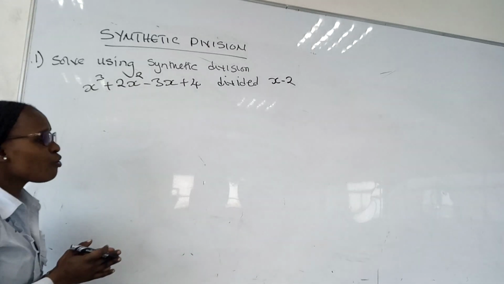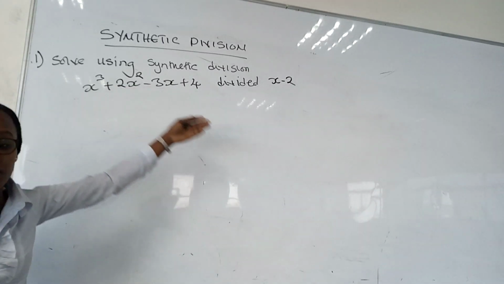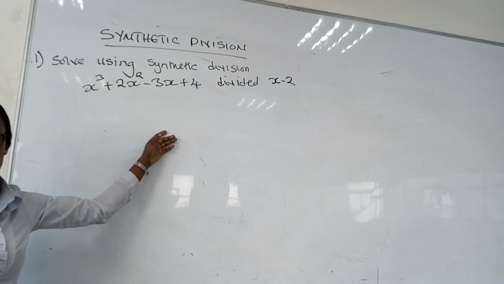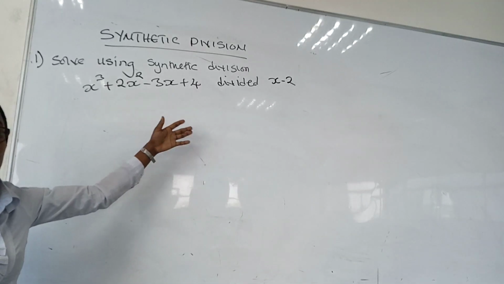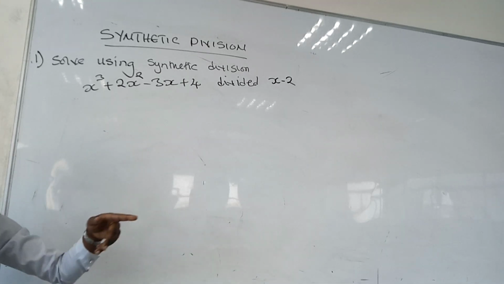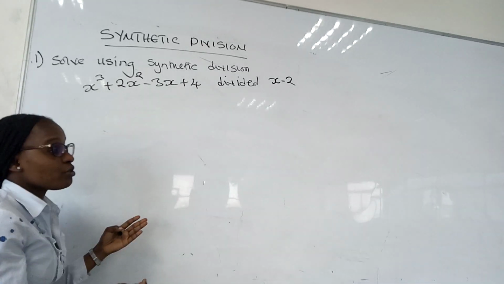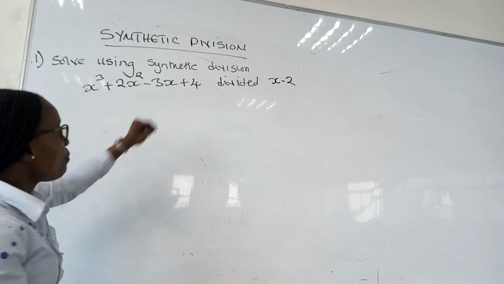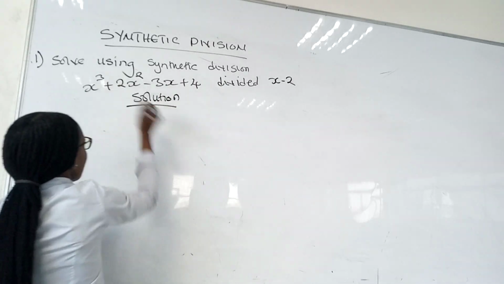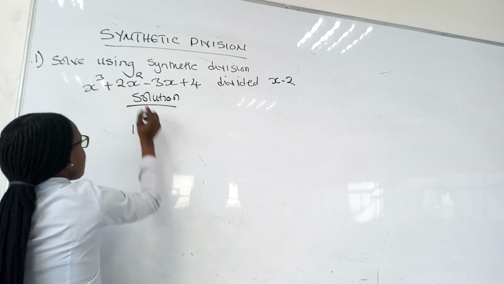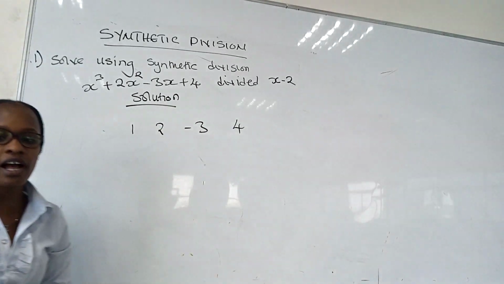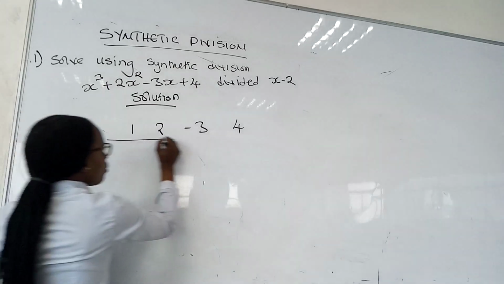So we've been asked to solve using synthetic division. Here, what we do is play around with the coefficients of the polynomial that has been given to us. When we look at this, it is a polynomial of degree 3, and you know that the quotient we'll get from here is going to be a quadratic function. So we can even say solution. When we get the coefficients, the first is 1, then the second is 2, we have negative 3, and finally we have 4. Okay, perfect. So this is what we have.